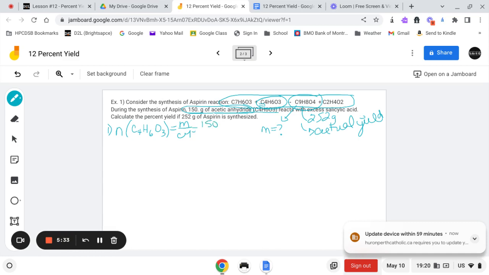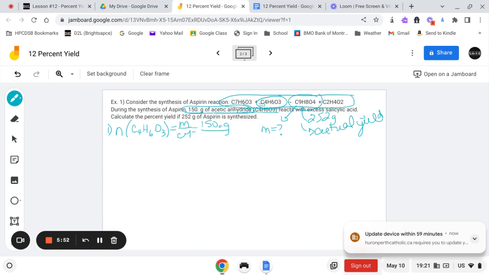We're going to take 150 grams. And we're going to divide by the molar mass of acetic anhydride. So let me just calculate that. You should be calculating with me. 4 carbons, so 4 times 12.01. And we're going to add on 6 hydrogens, so that would be 6.06.